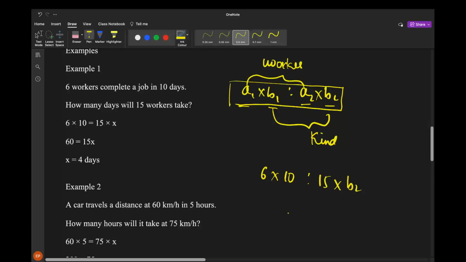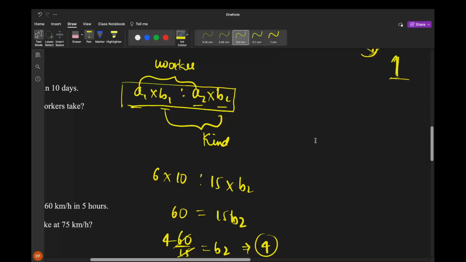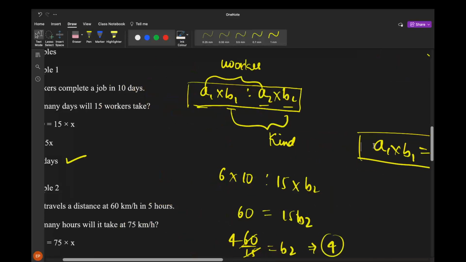As you know, 6 into 10 equals 60, which equals 15 into B2. So 60 by 15 equals B2, which gives 4 days, right? Just equate them: A1 into B1 equals A2 into B2. That's it. This is the formula.